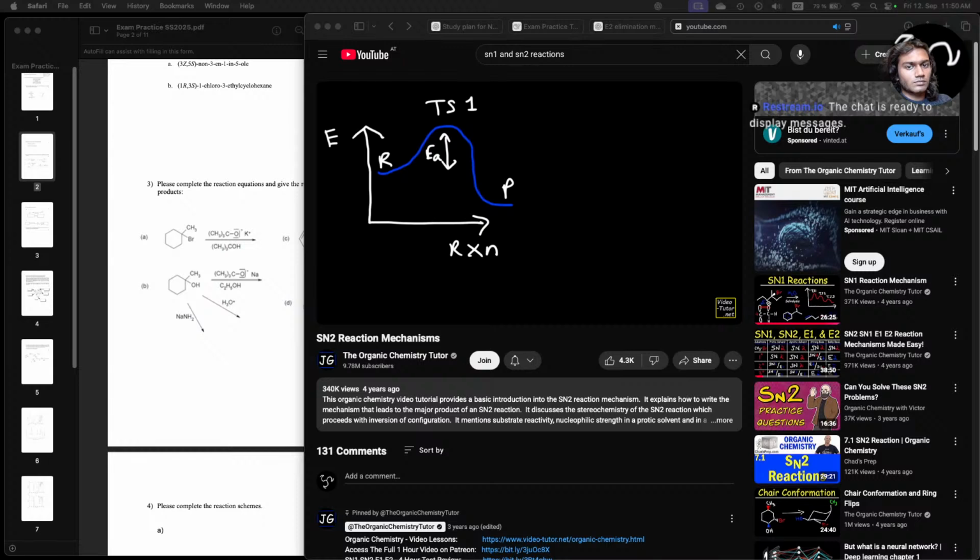Now, it's important to understand that the SN2 reaction is a concerted reaction mechanism. Everything happens in one step. All the bond making and bond breaking processes occur together, and so it's a concerted reaction mechanism.